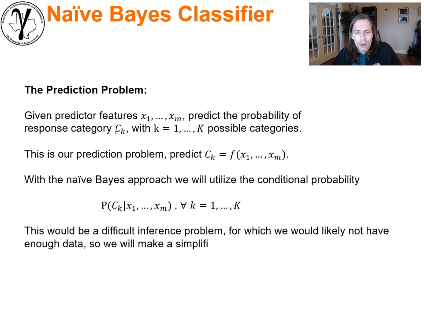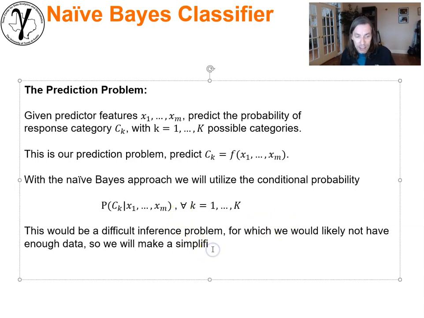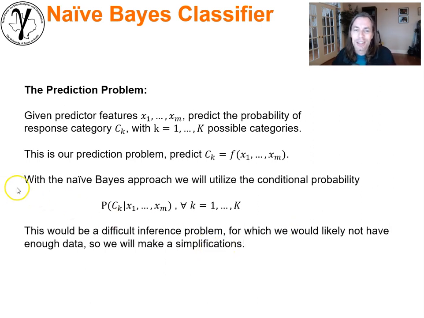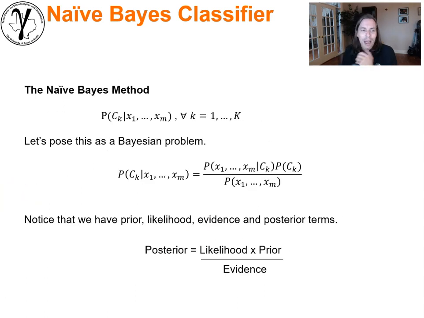With the naive Bayes approach, we're able to utilize the concept of conditional probability. In fact, our prediction model is the conditional probability, the probability of the category given the predictor features. Now, this would be a very difficult inference problem. We would not likely have enough data to solve for it, so we're going to have to make some simplifications in order to get this done. I forgot to finish that slide. That's funny. Okay.